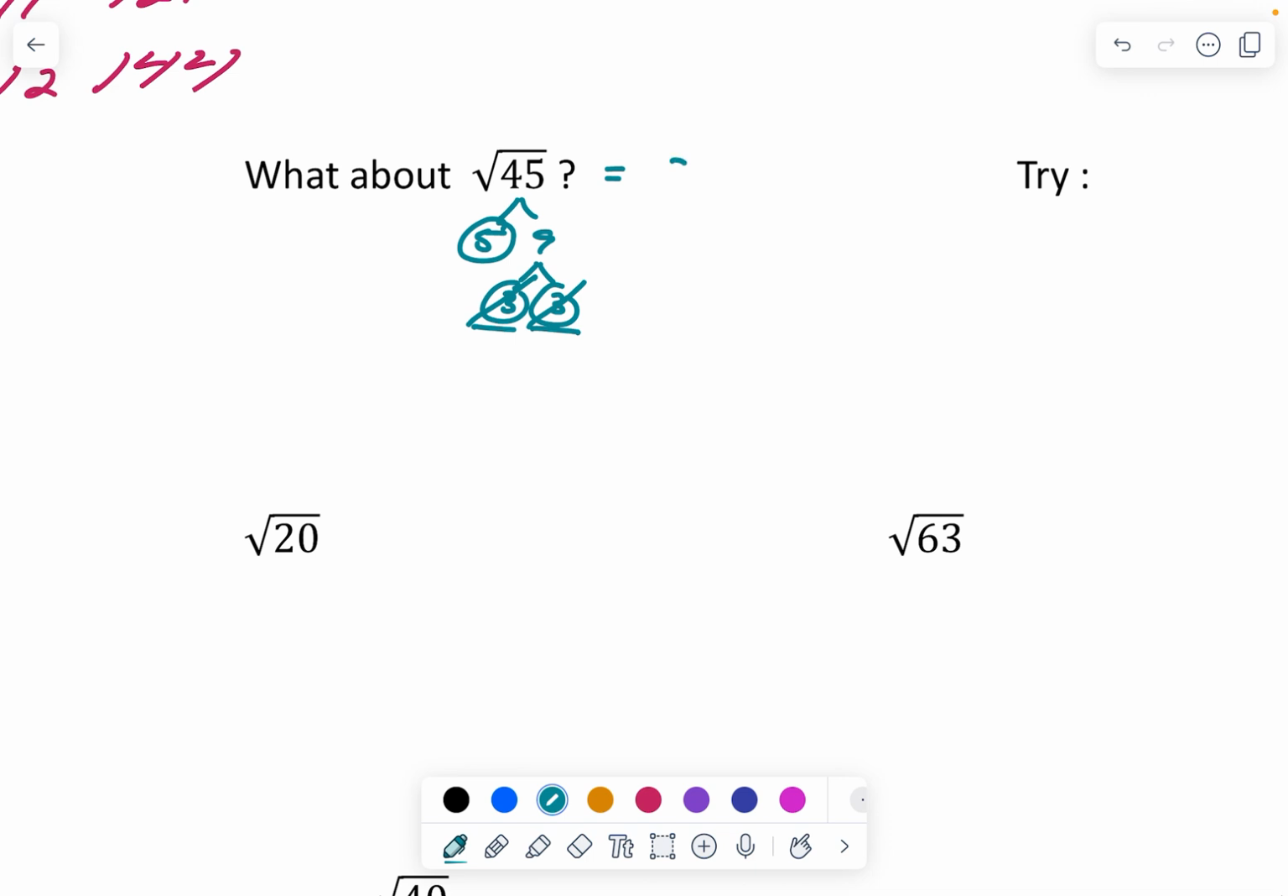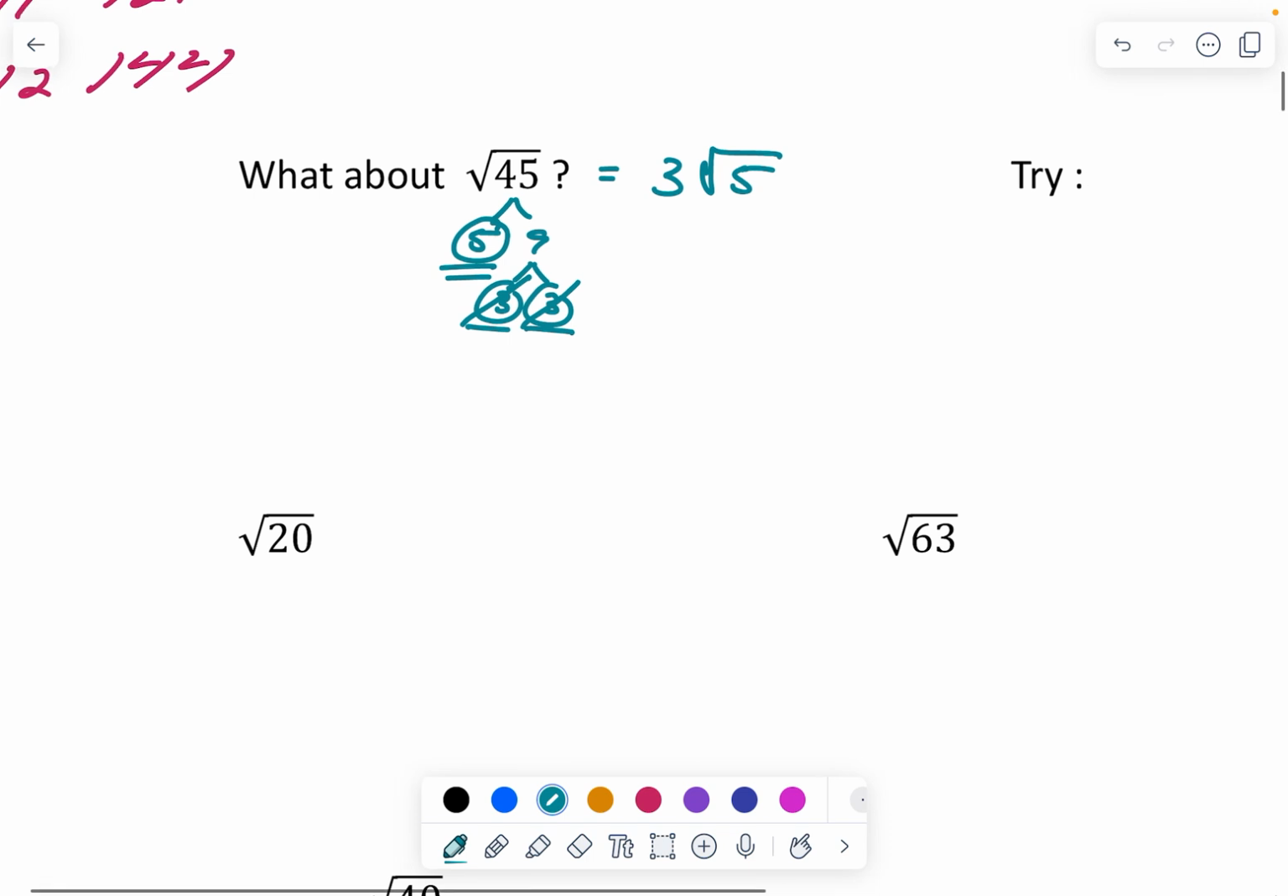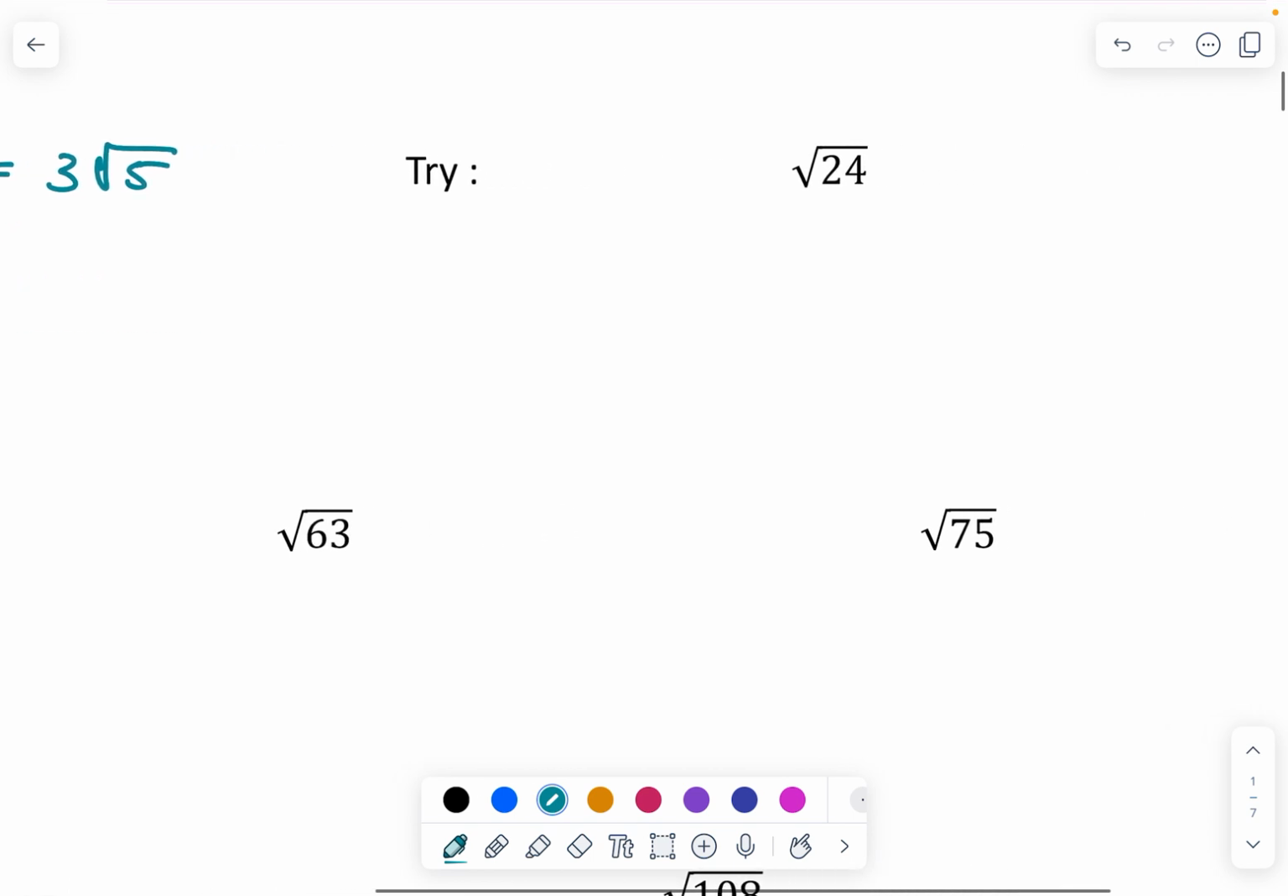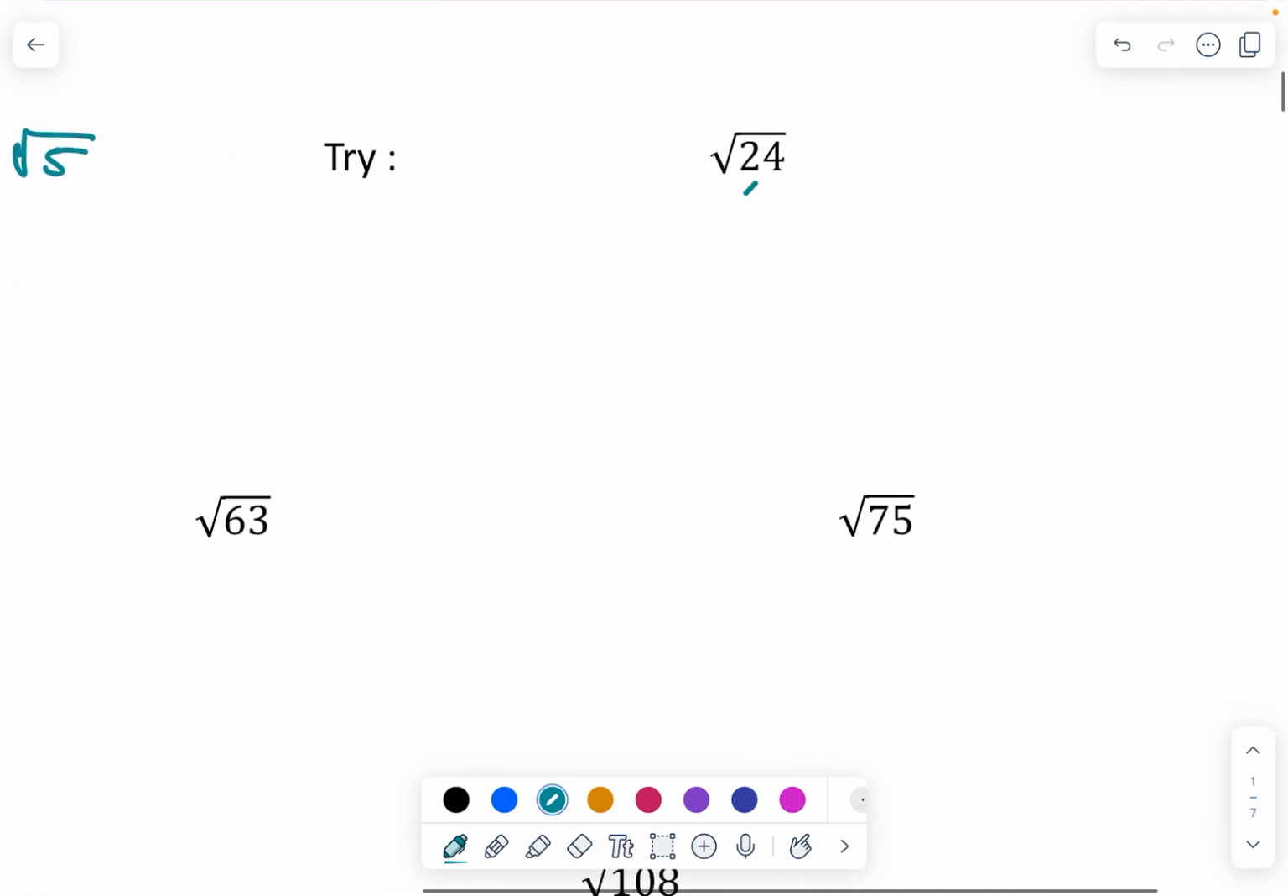And so that's going to be 3, because the square root of 9 is 3. And then that 5 stays inside. So any pairs come out, and anything that's not a pair stays inside. If more than one pair comes out, it multiplies and stays out. If more than one thing stays inside, it multiplies and stays inside. All right, let's try 24.